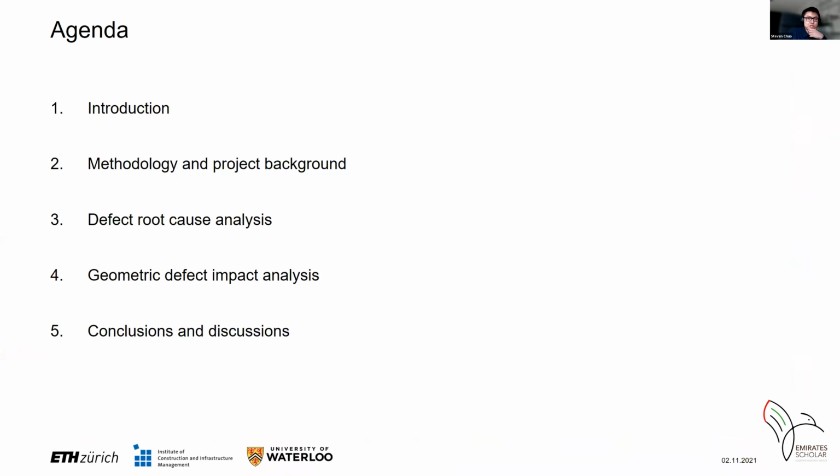So I'll first introduce the research methodology and the background information of the nuclear project chosen for the empirical analysis. And then the subsequent analyses, including the defect root cause analysis and the geometric defect impact analysis, will be discussed as well. And lastly, I will summarize the conclusions and the future work.